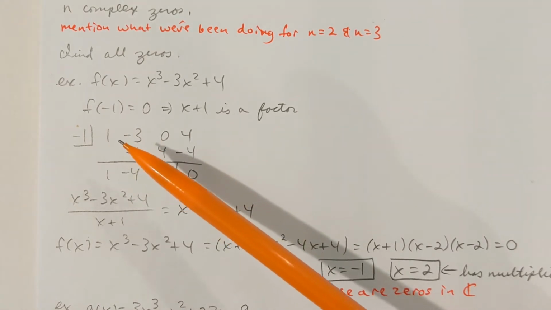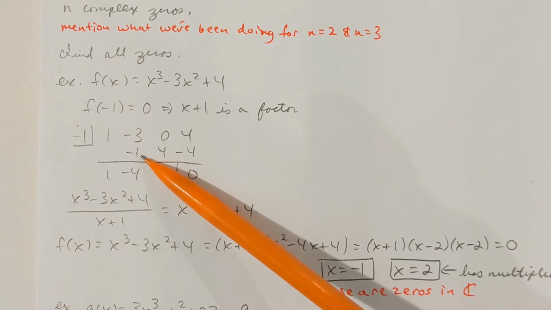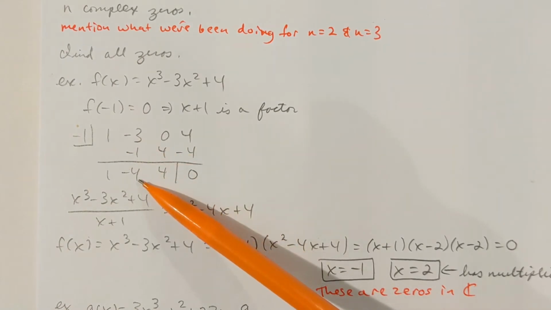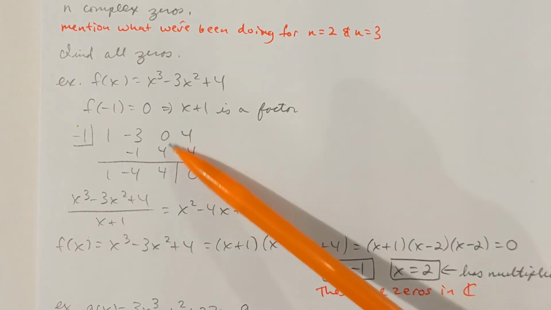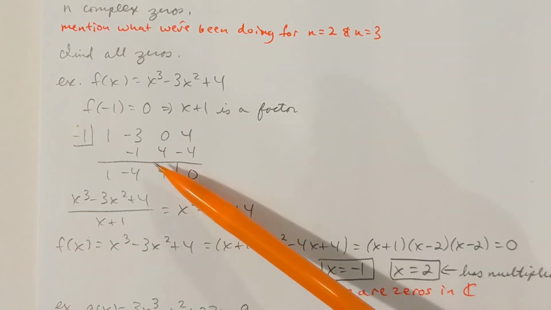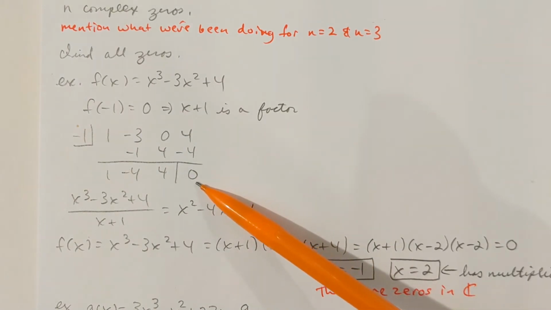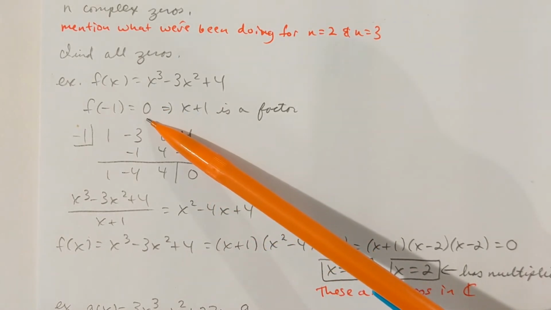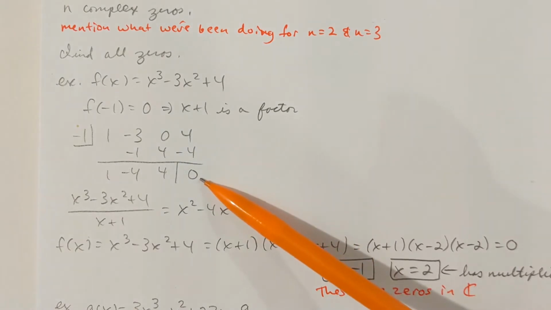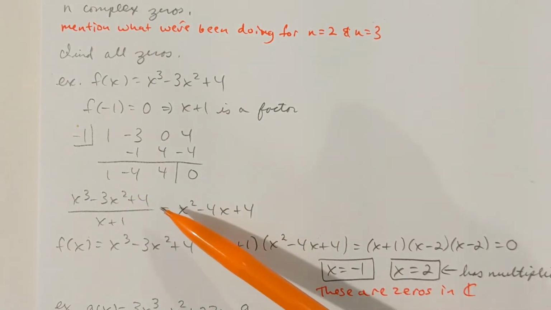So when we divide, bring the 1 down. 1 times negative 1 is negative 1. Add column 2, you get negative 4. Negative 4 times negative 1 is 4. Add column 3 and you get 4. 4 times negative 1 is negative 4, and when you add the last column, you get 0. It's not surprising that we got 0 as the remainder because we already know that negative 1 is a 0 of f.